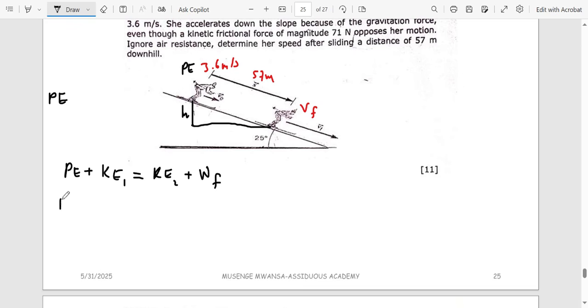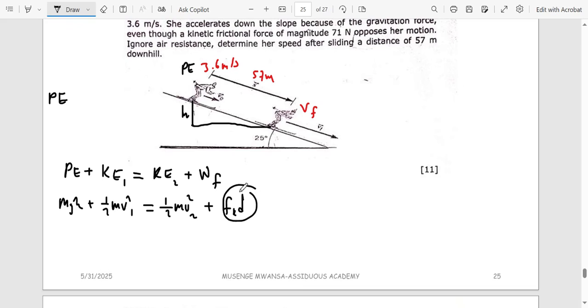So at the beginning, you have mgh. That will be equal to, oh sorry, not yet an equal sign. So we'll add the kinetic energy, half mv squared. But remember, this is v1, the one at the top. And this will be equal to kinetic energy at the bottom. That will be half mv squared. This is v2. Plus work done by friction, which is force times distance.